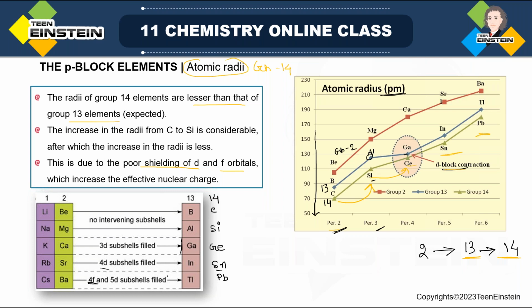Now these F and D orbitals, their screening property is very poor. So that is the reason the nucleus will attract the outermost electrons, and as a result size will shrink. So the expected increase is not there. There is an increase, but it is not according to our expectation. Only the jump from carbon to silicon is considerable because there is no intervening subshell present. Fine.